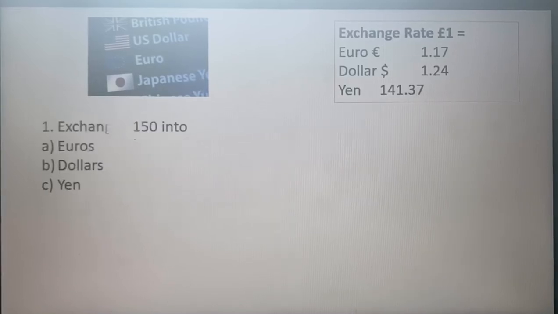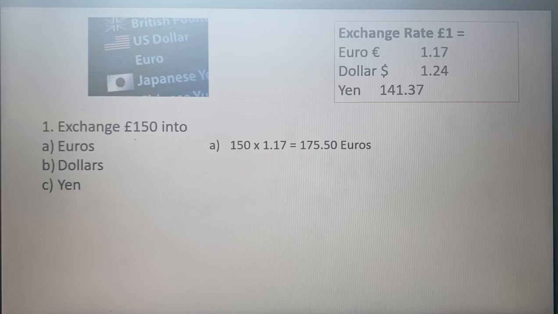So if we look at some examples, we're going to exchange £150, first of all into euros. So if we go to our exchange rate board, euros, 1.17 euros for every pound. So multiply 150 by 1.17 and we get 175.50 euros, or 175 euros 50 cents. For dollars, we take the dollar exchange rate this time. So it's still with £150 multiplied by this time 1.24 to get $186.